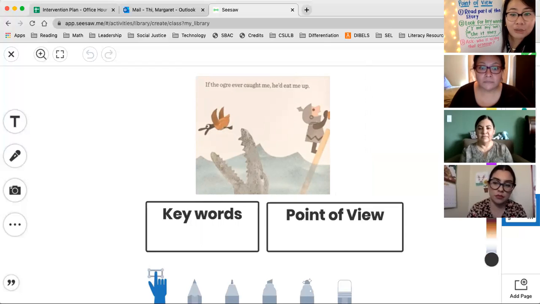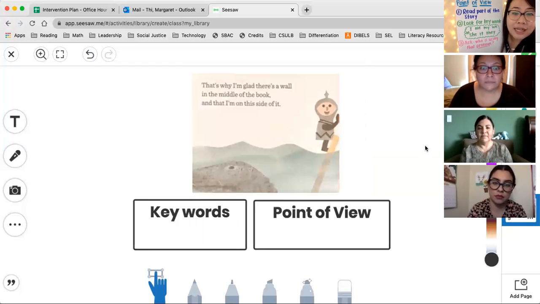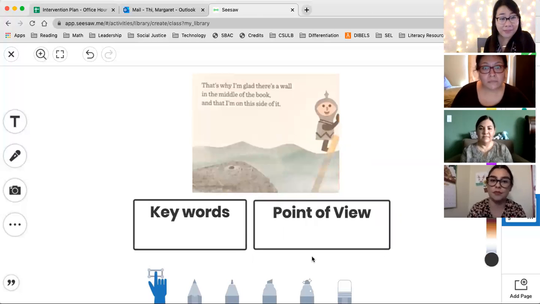And then the next page, I want you to try it again here too. That's why I'm glad there's a wall in the middle of the book and that I'm on this side of it. So again, look for your keywords and then figure out who is using that pronoun and write them in the point of view right here. And then those two parts of the story are going to help you figure out, well, who's mostly telling you the story? Whose point of view is it in?